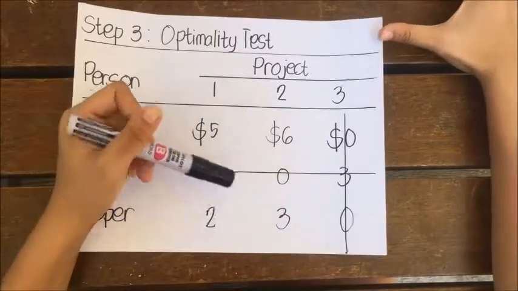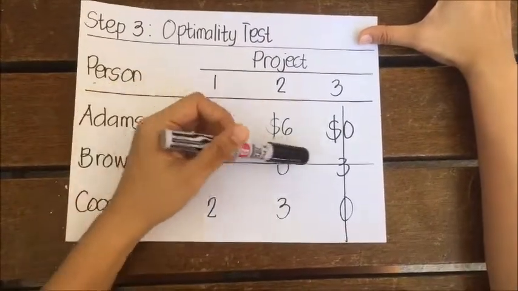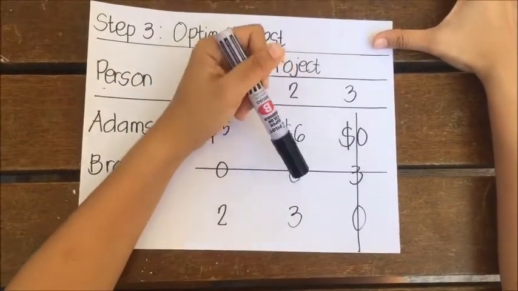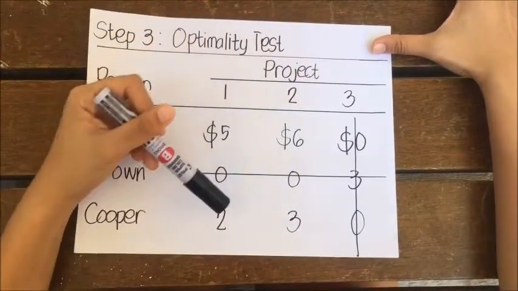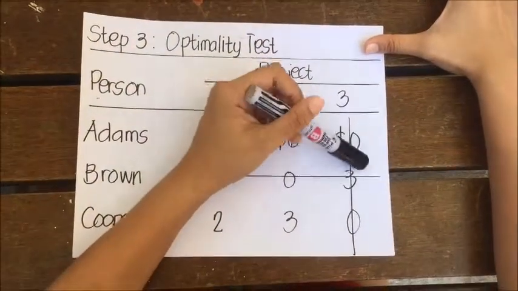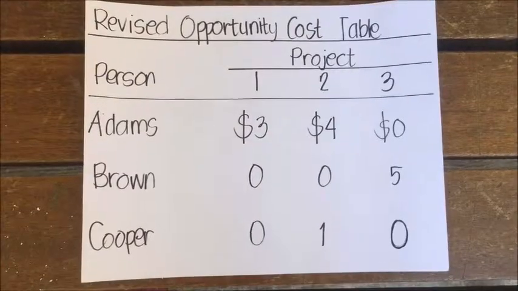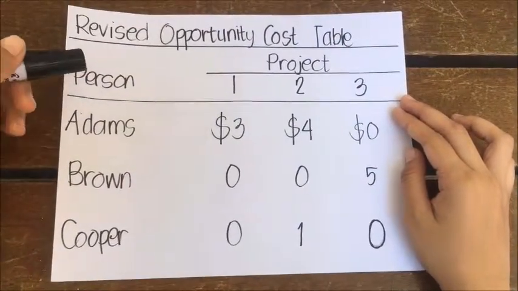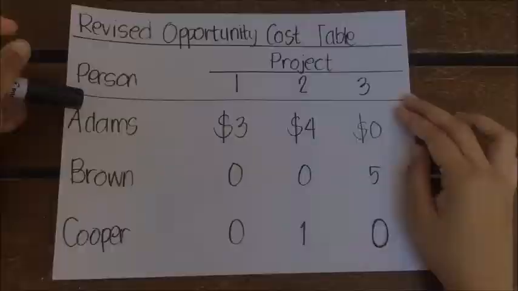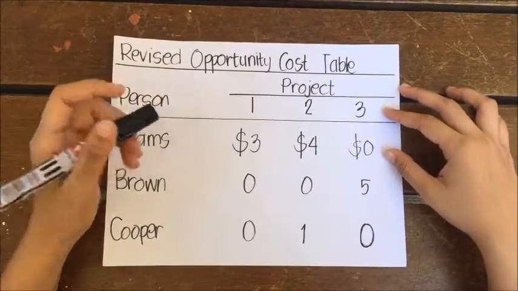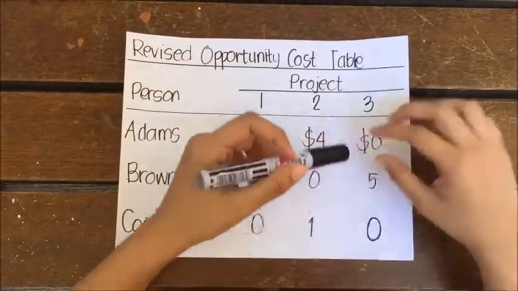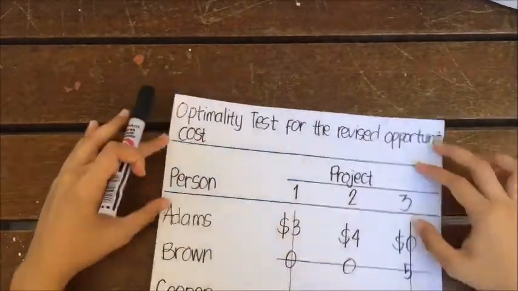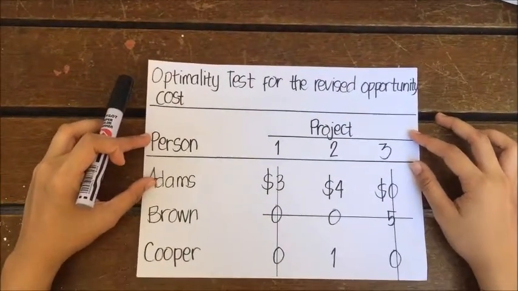And then we have to add this number at every intersection of any 2 lines. Since the number in the intersection here is 3, we have to add 2 to this number. So this will now become this. And from this revised opportunity cost table, we have to go back to the optimality test. Then we have to cover all the lines which have 0. So we have to cover here, this one, and this one. So this will now be the result from the revised opportunity cost table.